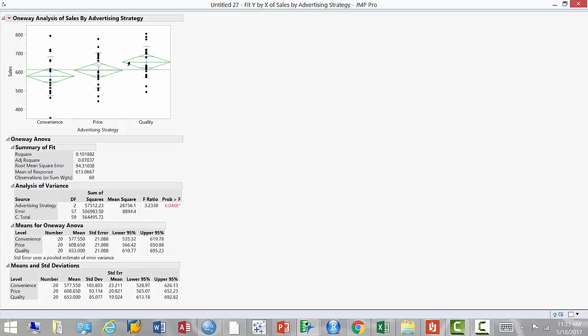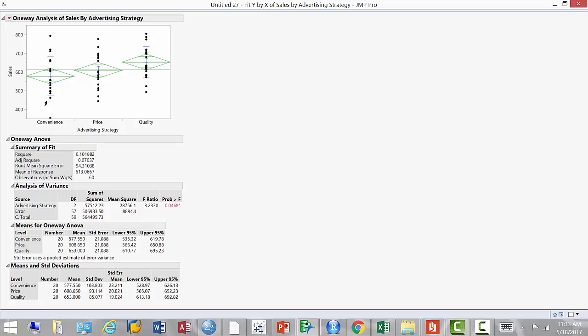Now let's take a look at this pair. Price and quality. Is there a lot of overlap? Yes, there is, right? This portion is common for both of them. So again, if I compare them pairwise, as if convenience doesn't exist, and these are the only things, price and quality, then probably my t-test will not find a difference, right?